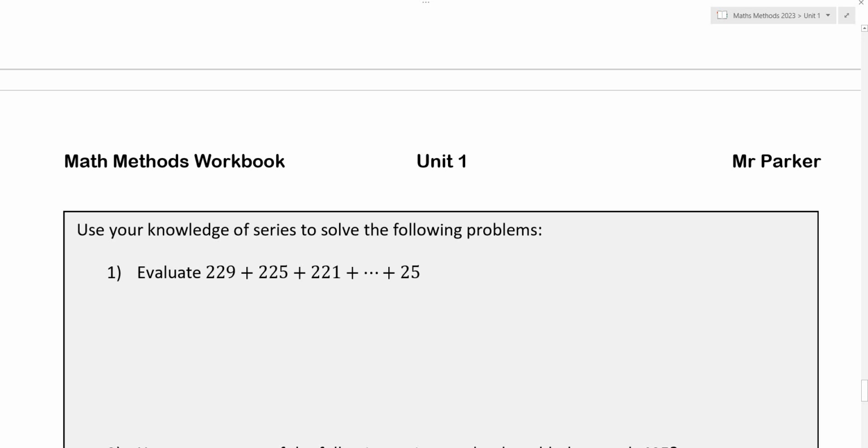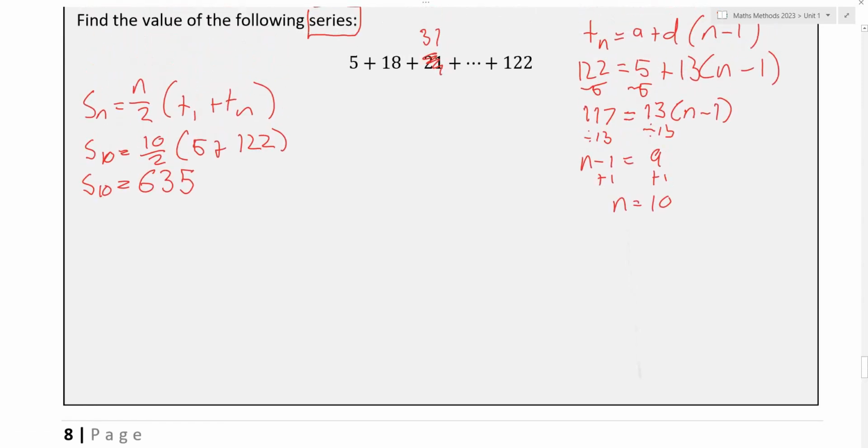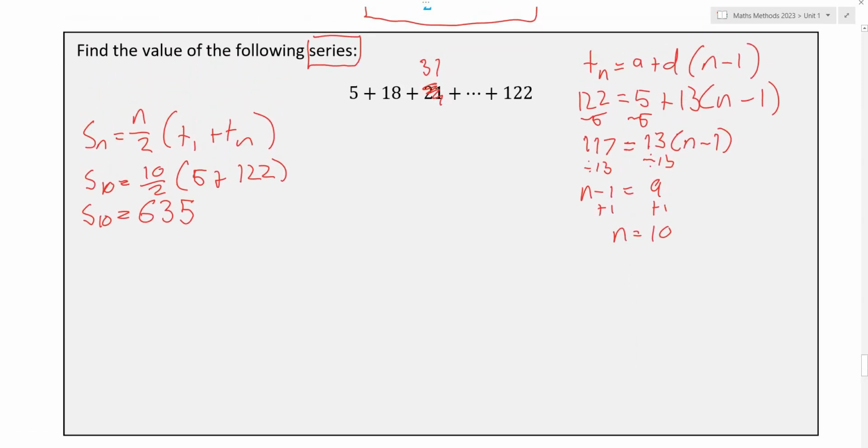Some questions I take from the textbook. Some questions, if I don't think the textbook explains it well enough to start with, I'll make my own. But generally, in my head, I would have gone up by 13, 5, 18, and I just would have mistyped 21 instead of 31.